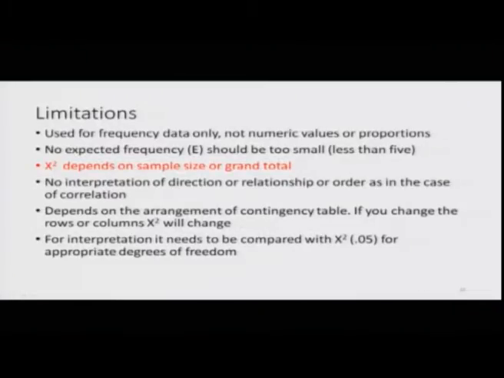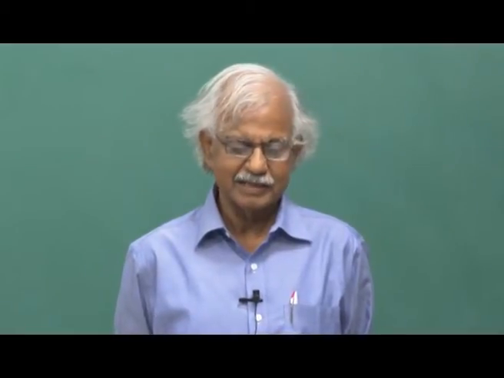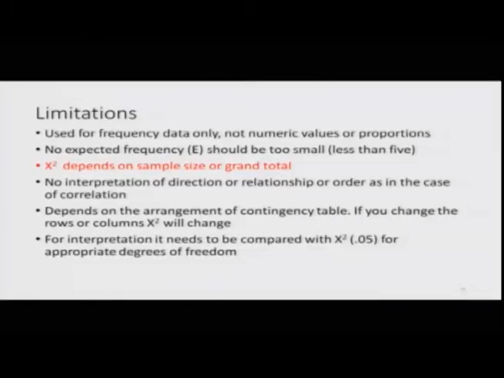There are some limitations of chi square. Chi square cannot be used indiscriminately in all cases. First of all, remember, as I mentioned right in the beginning, that chi square is used for frequency data only. You cannot use chi square for actual values or numeric data. Another limitation is that chi square will be used only when no expected frequency is too small.